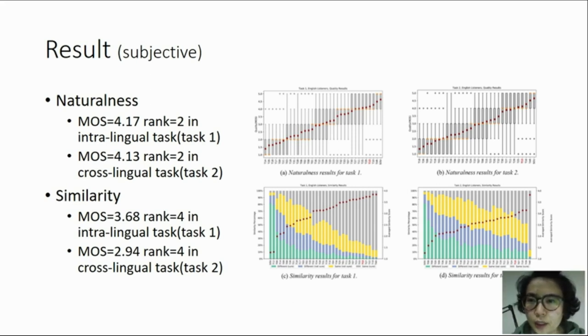This score means our work on generating human-like speech has good performance. Then in the similarity test, we got MOS 3.68 in the intralingual task and 2.94 in the cross-lingual task, both rank 4, which is slightly lower than the naturalness performance. Why? Because we found that the WaveNet vocoder indeed has good naturalness when converting mel spectrograms into waveform speech.